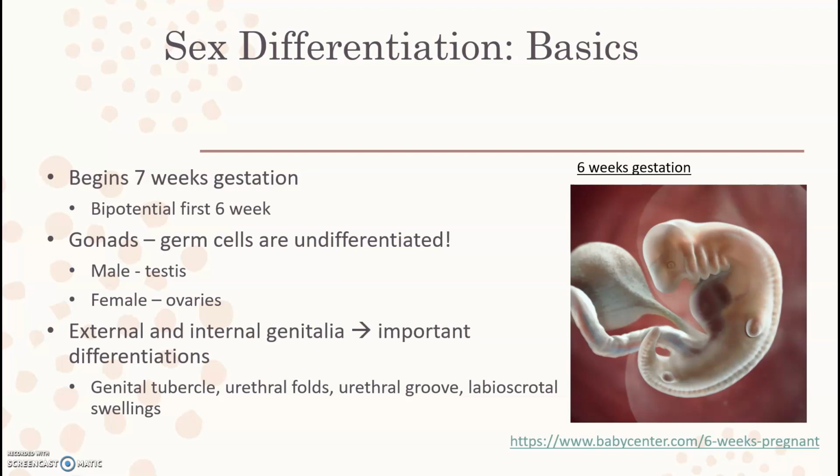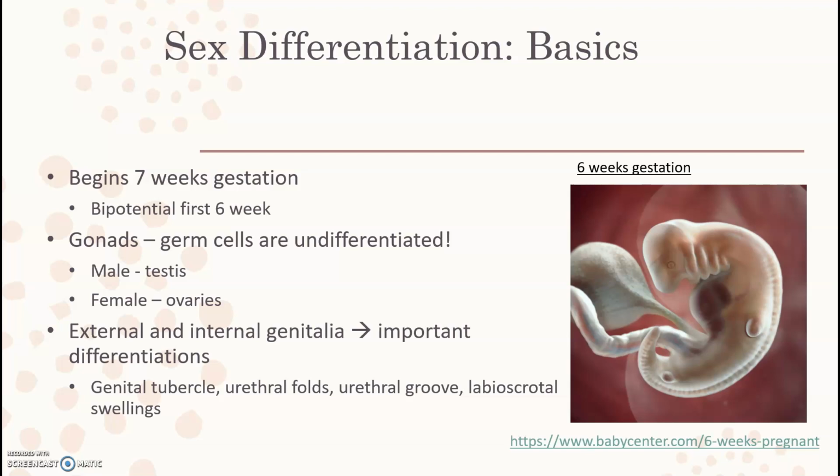So sex differentiation begins at 7 weeks gestation. This means the 6 weeks prior to that are the bipotential weeks, and they're bipotential because the fetus could either be a male or female. This also means up until this point, everything is structurally the same.